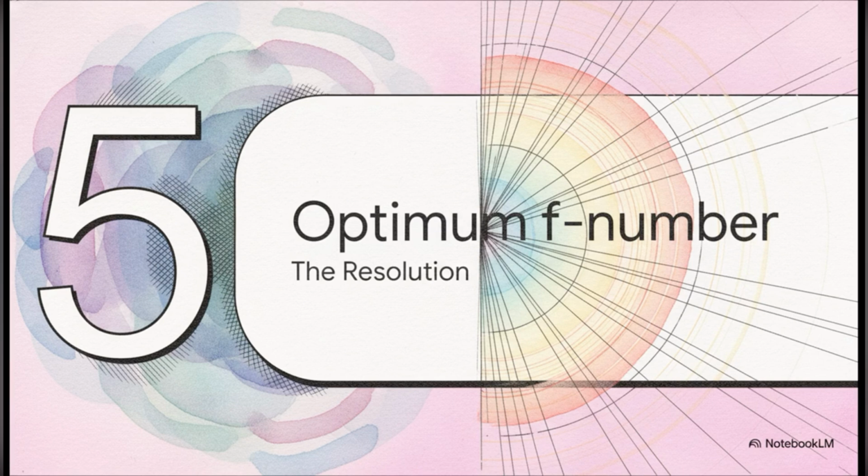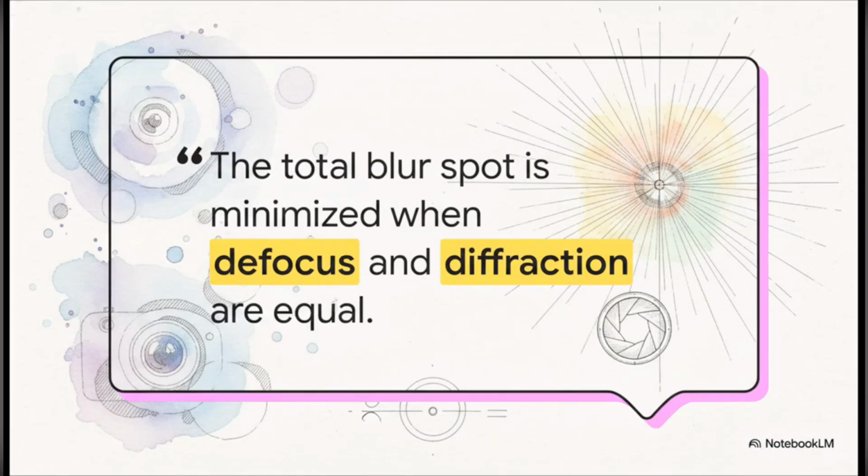Finally, Section 5, Finding the Optimum F Number, our grand resolution. So how do we actually win this battle? We've got defocus blur pushing us to stop down and diffraction blur screaming at us to open up. Well, the answer involves a major paradigm shift, courtesy of a mathematician named Hans Mass. He calculated that your absolute sharpest possible overall image is not achieved by stopping down endlessly into the diffraction zone, nor is it achieved by shooting completely wide open. The sharpest result happens exactly when you find the f number where these two competing blurs perfectly balance each other out. It's the ultimate optical compromise. When defocus and diffraction contribute equally, the total blur spot hits its absolute mathematical minimum.